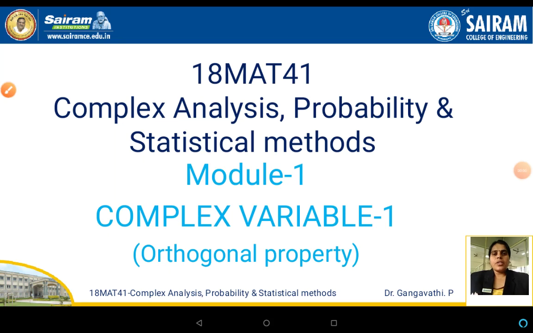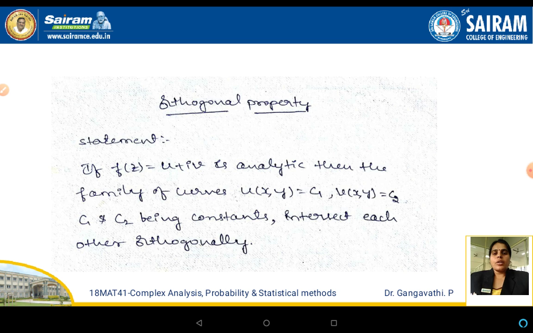Students, today in this session let us discuss another property of analytic functions, which is the orthogonal property. What is the orthogonal property, what is the statement, and are there any results to be proved? These are the contents that we are going to discuss here. So what is the orthogonal property?